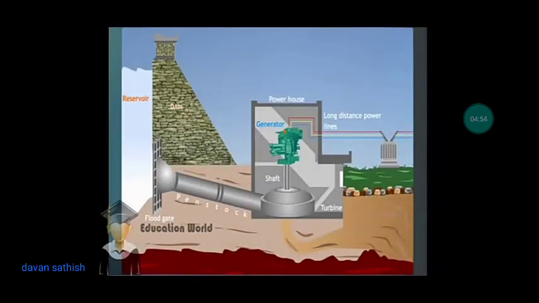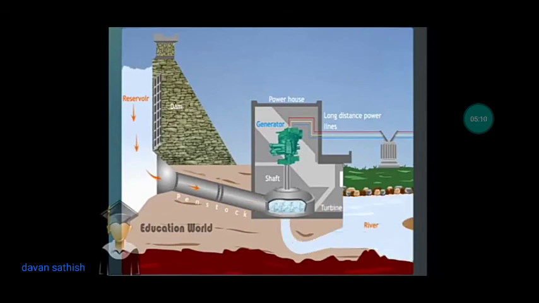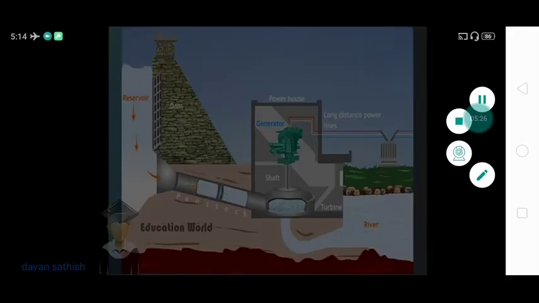The water has potential energy at the top level. If the floodgate is opened, the potential energy of the water is converted into kinetic energy. That kinetic energy of the water rotates the turbine. So the kinetic energy is converted into mechanical energy. That mechanical energy of the turbine, coupled with the generator, is converted into electrical energy.